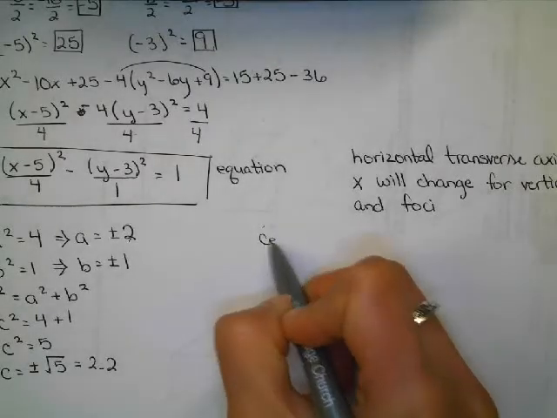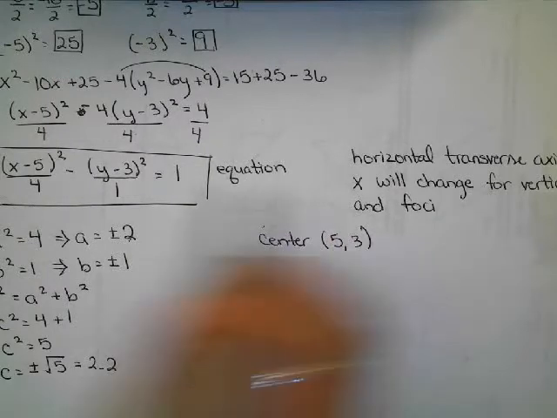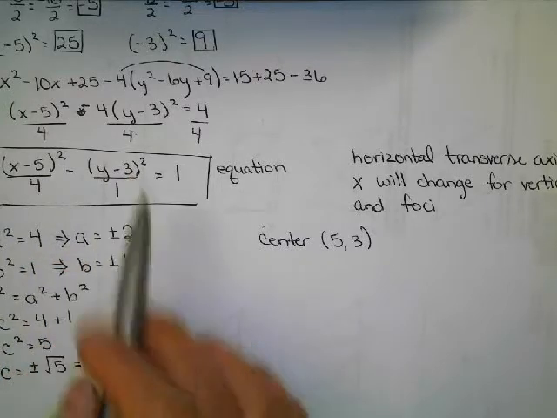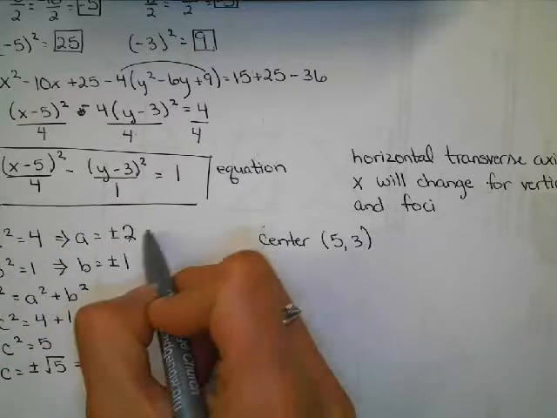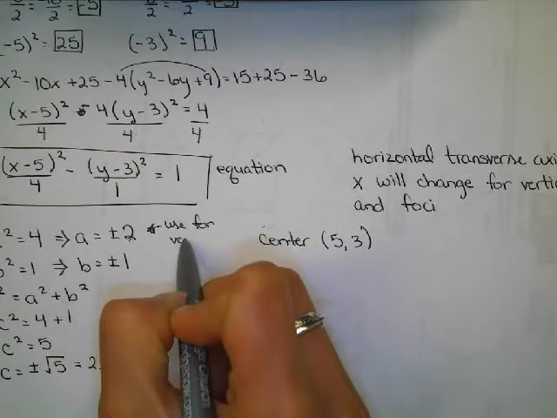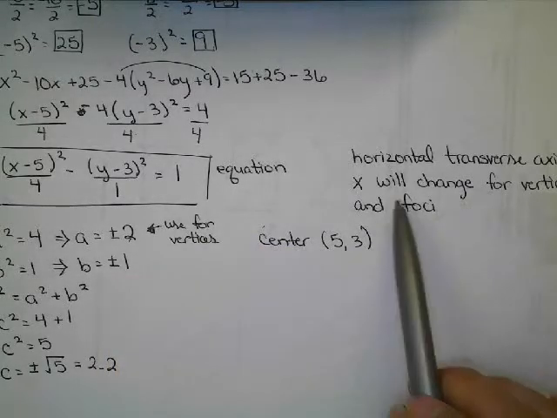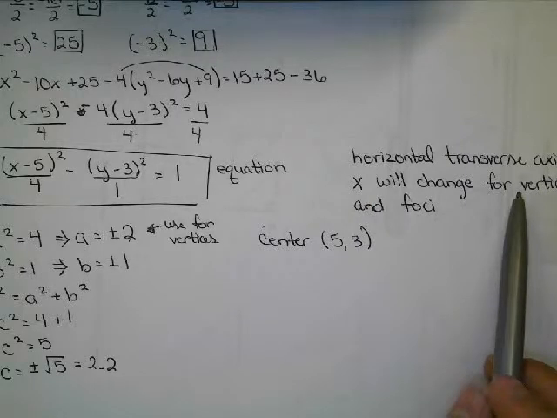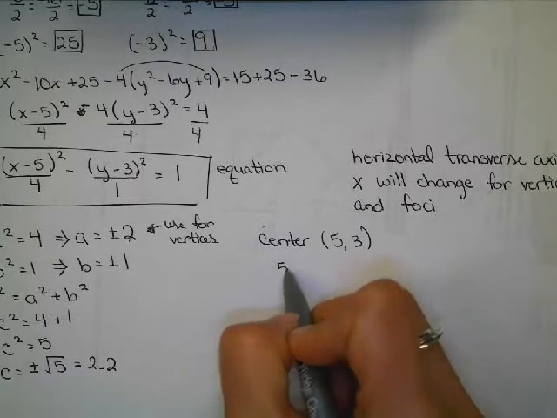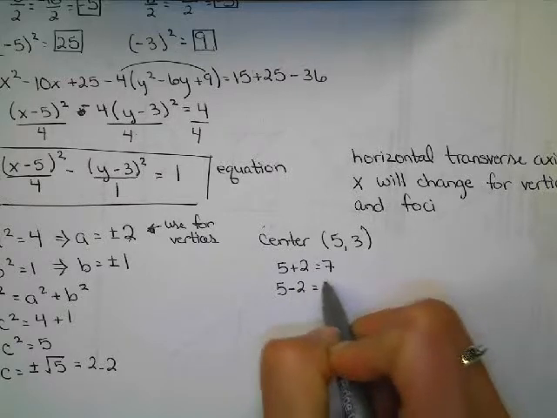Now my center is going to be at 5, 3, because it's always what's opposite of right here, which is in parentheses. Now my vertices, I always use a for the vertices. I said earlier that x is what's going to change for the vertices, and that's because we have a horizontal transverse axis. So that means I have to take 5 plus 2, which gives me 7, and 5 minus 2, which gives me 3.